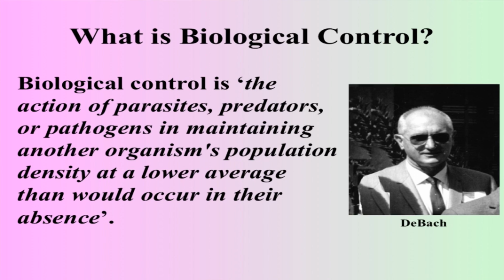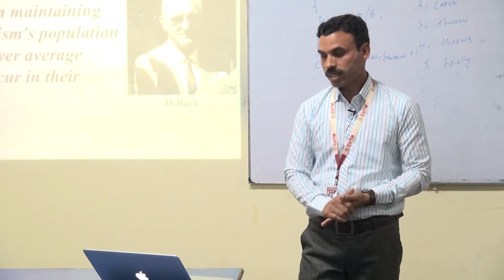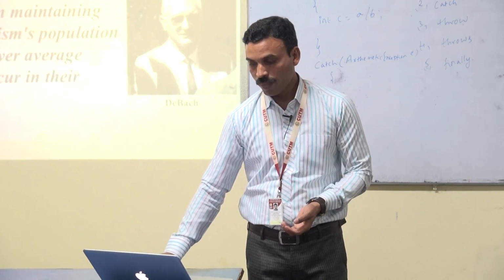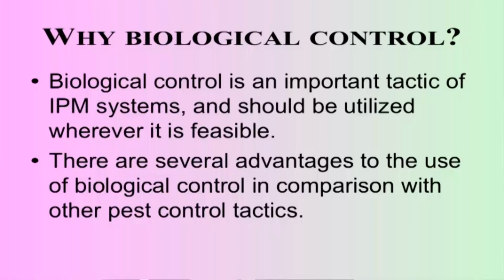Another pioneer of biological control is Dr. Debach. He has elaborately defined biological control as the action of parasites, predators or pathogens in maintaining another organism's population density at a level lower than would occur in their absence. So this is what Debach has defined.